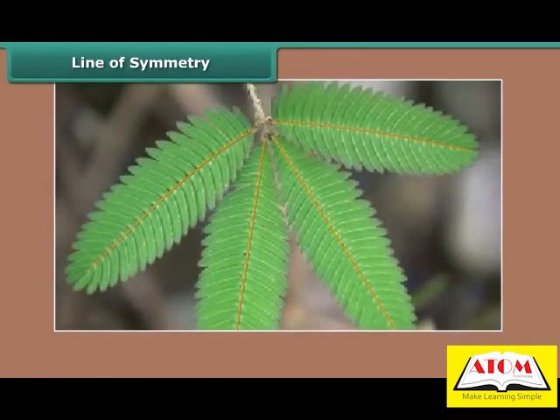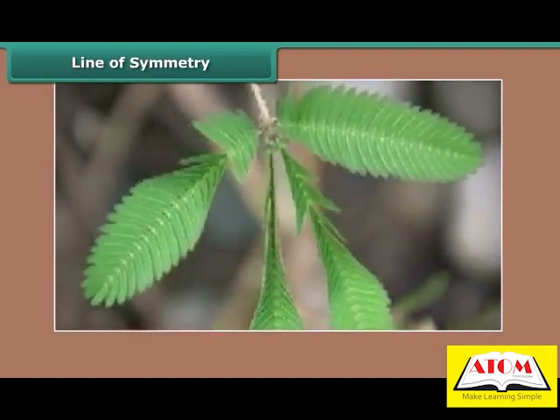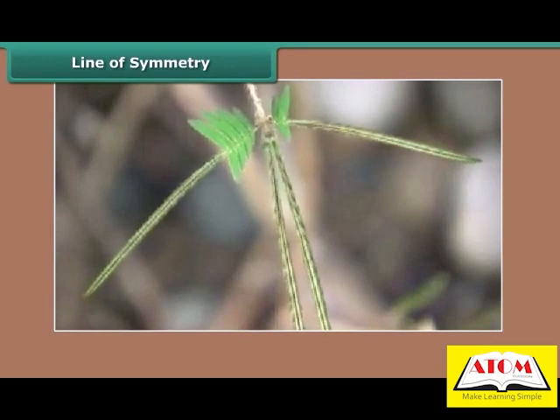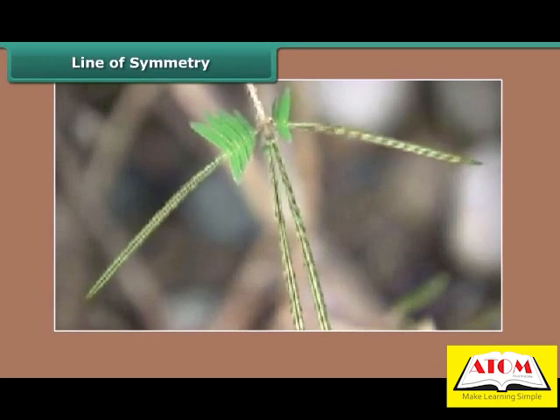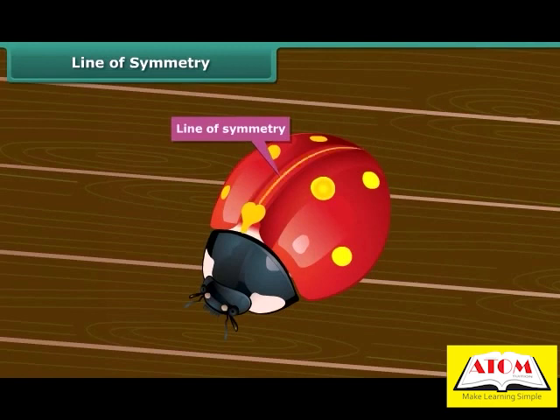Look at the touch-me-not plant's leaves. When you touch, it is folded in halves. Can you see the two halves matching each other? This particular line created by folding of the leaves is called the line of symmetry. This bug also has a line of symmetry along which it folds into two identical halves.